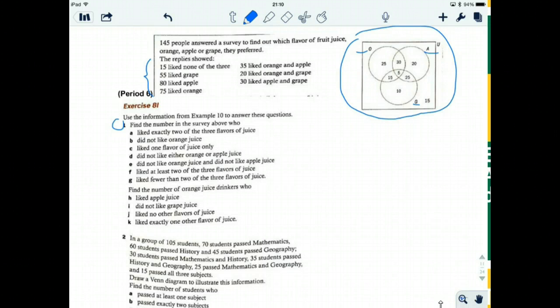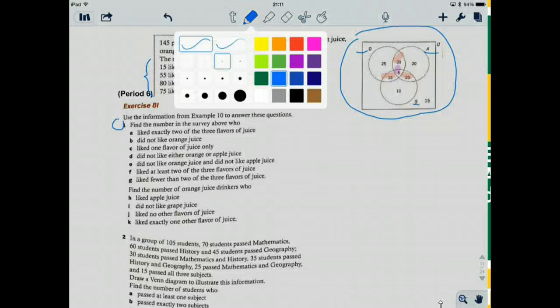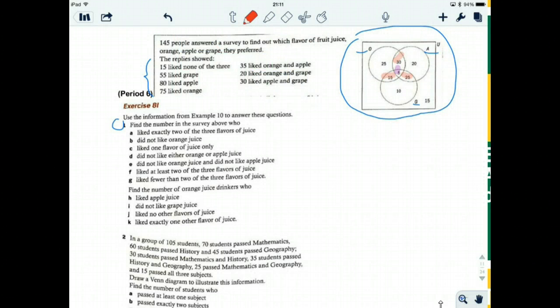Number 1 is asking about this Venn diagram. Find the number in the survey above who liked exactly 2 of the 3 flavors. So that would be any place where the circles overlap, but only 2 circles overlap. We can't count 5 because that's where 3 circles overlap. So those are the people that liked all 3. We're looking for only the people that liked 2. And so that would be 15 plus 25 plus 30. So you can add that together and see what the answer is.